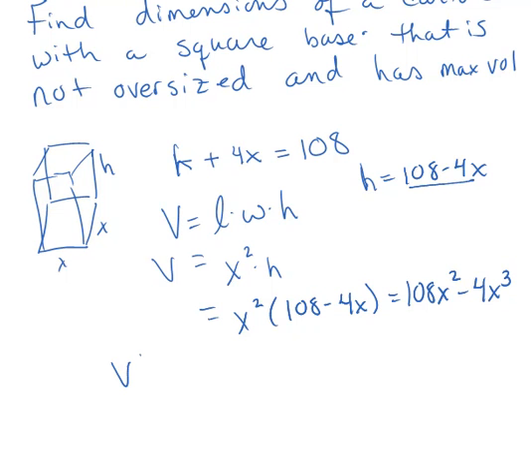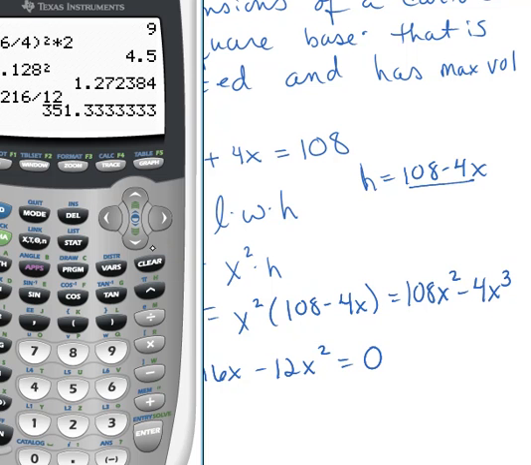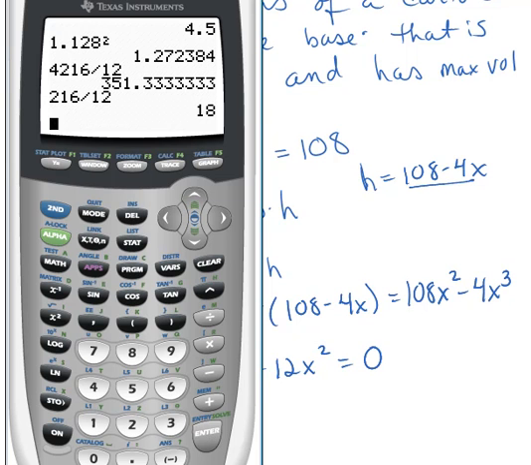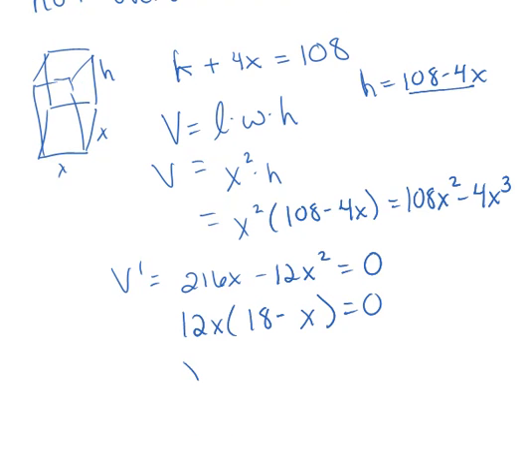To solve this, we'll take the derivative, and we'll have 216x minus 12x squared, which we'll set equal to 0. So we can factor an x out of that. 216 divided by 12 is 18. So we can factor 12x out. This will be 12x times 18 minus x equals 0. And so we have two solutions, x equals 0 or x equals 18.